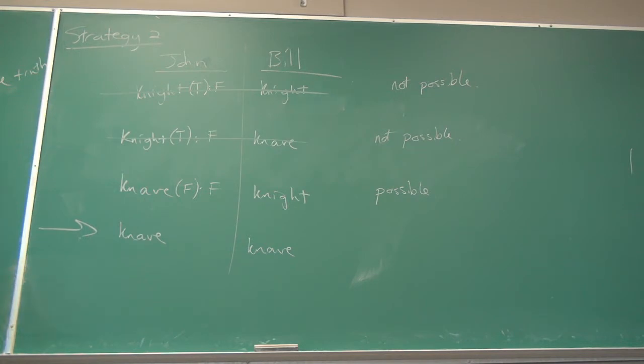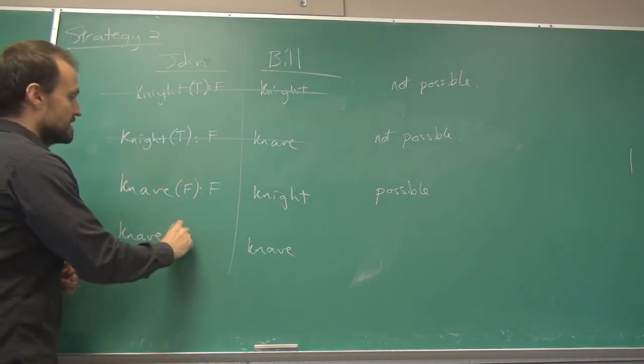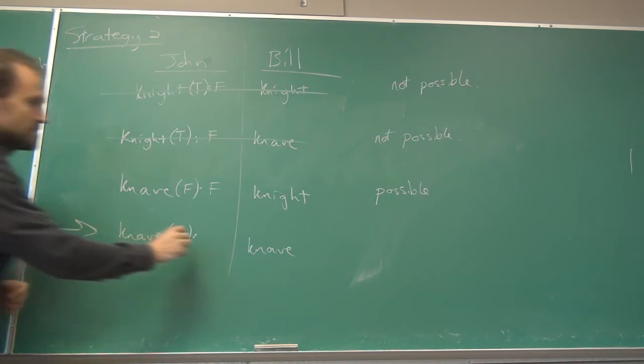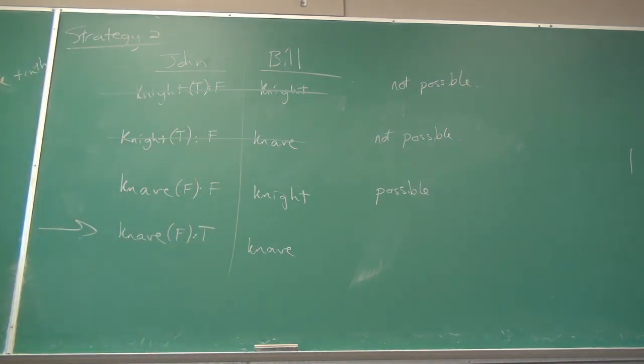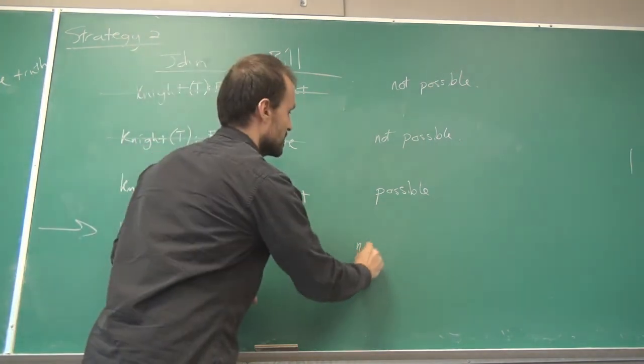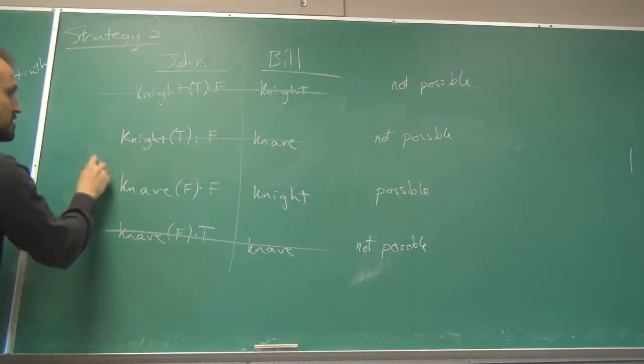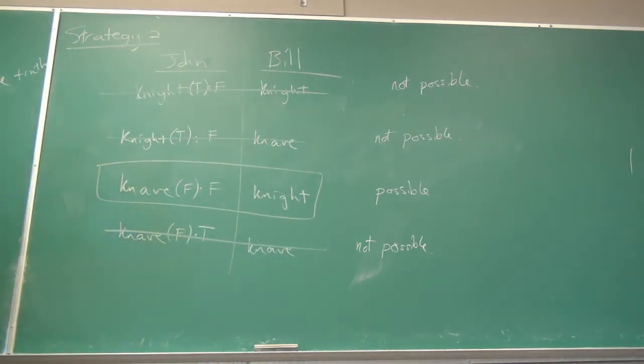Now in the last one, just for practice, knave, knave. If John is a knave, he has to lie in anything he says. He says, we are both knaves. True or false? That's true, they are both knaves. It's not consistent with how he should behave. If that scenario was possible, he shouldn't be telling the truth. So this is not what is happening. And we conclude, John is a knave, Bill is a knight. That's what we got here as well.